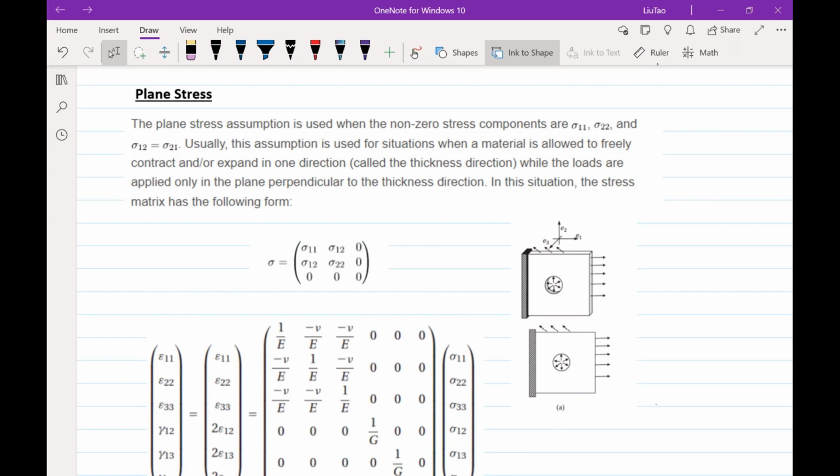So let's take a look at an example. So here we have a very thin plate. When I say thin plate, it's because the cyclic direction E3, when compared to the other two directions, is very small. Then we don't have any stress on the face with the normal direction of E3. So sigma 1,3, sigma 2,3, and sigma 3,3 are all zeros.